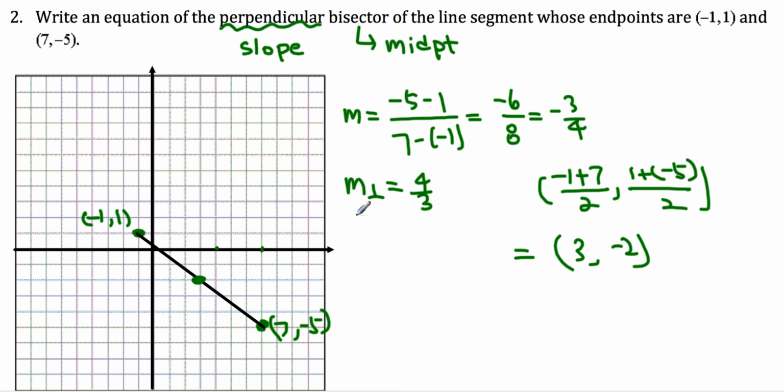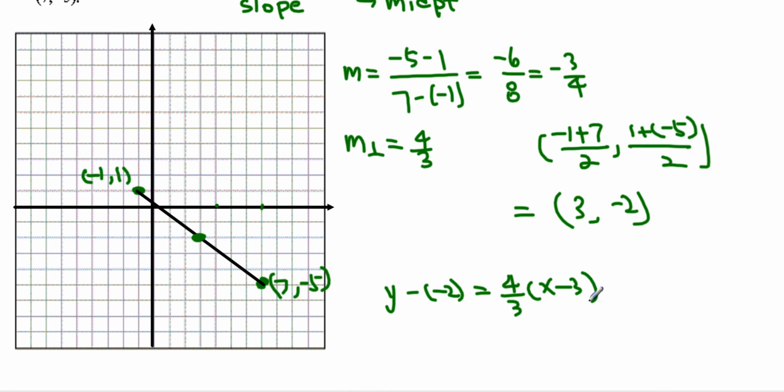Then, what is the equation of the perpendicular bisector? Y minus negative 2, which comes from here, equals the slope, 4 over 3, times x minus 3. That would have been my answer. But if you wanted to combine negative negative into positive, we could write down y plus 2, which is equal to 4 over 3 times x minus 3. And that would have been another answer.